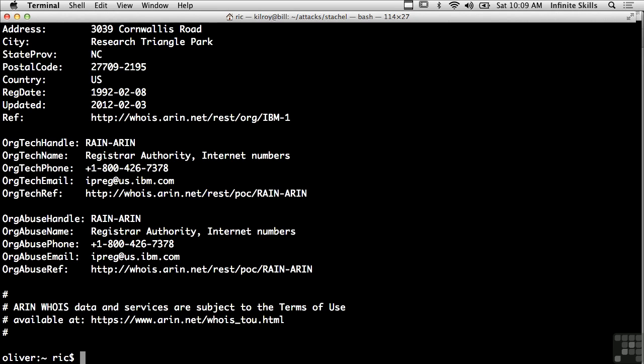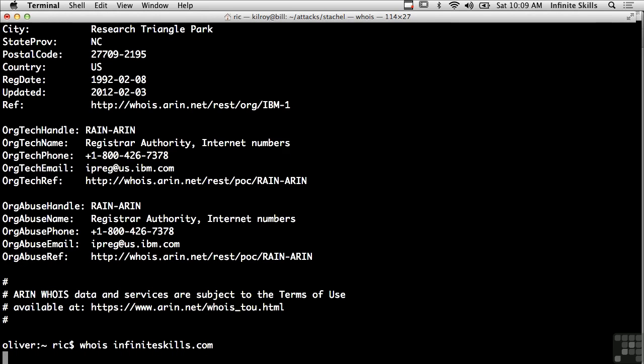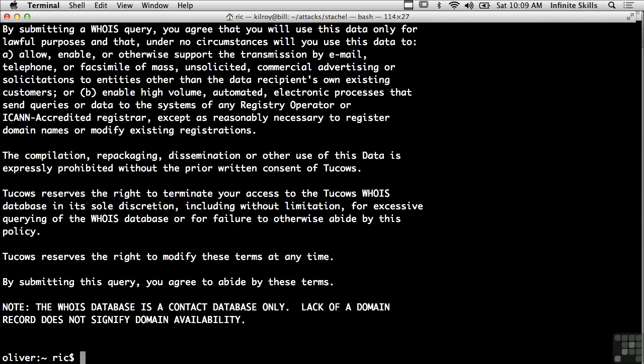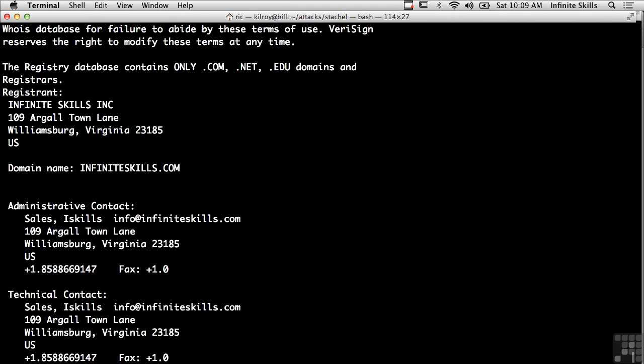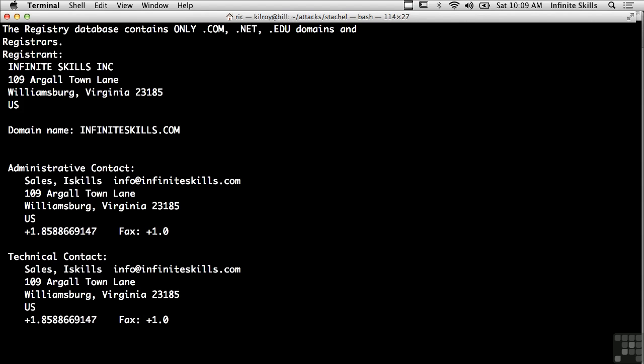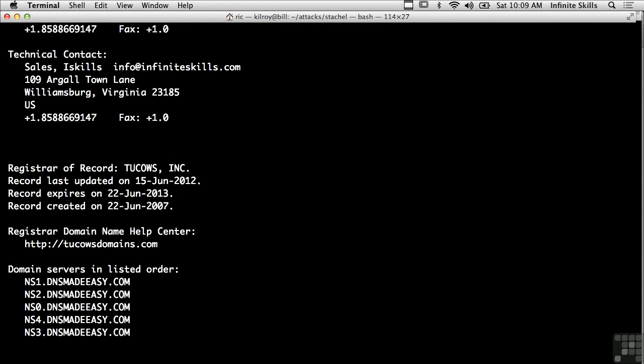So I can get information about domains as well. So I can query infiniteskills.com, and I can find out that this is Infinite Skills. There's an administrative contact and a technical contact, and you can see the different domain servers. So the servers that would have authoritative information about the DNS entries for that particular domain. You can also see other information like when the record was created for that particular domain. This goes back to 2007.